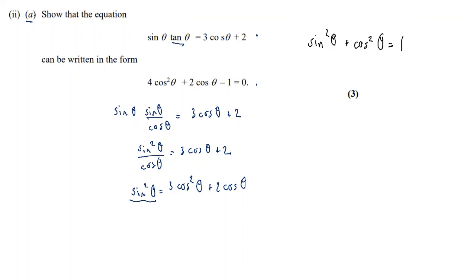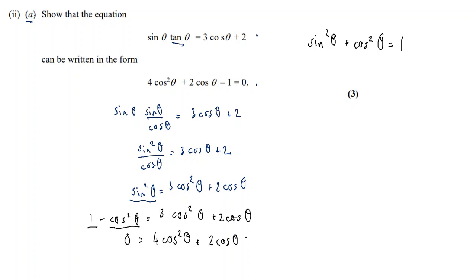So I can rewrite this as 1 minus cos squared theta equals 3 cos squared theta plus 2 cos theta. And after that, it's simply a case of adding some things to both sides. So if we add cos squared theta to both sides and minus 1 from both sides, we get 4 cos squared theta plus 2 cos theta minus 1, which is what we were aiming to get to. So I'm just going to write "as required" to show that I've got the thing that we were trying to show. Okay?